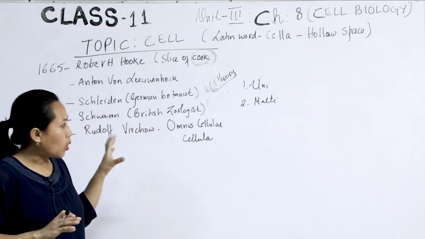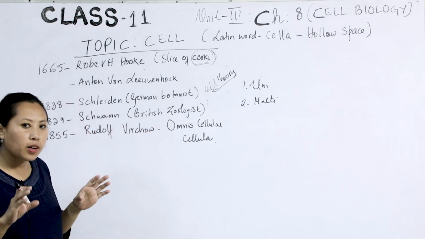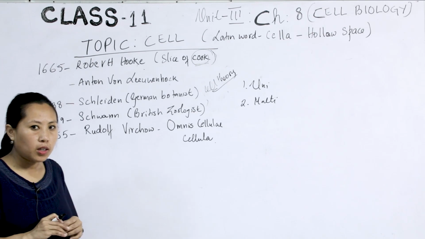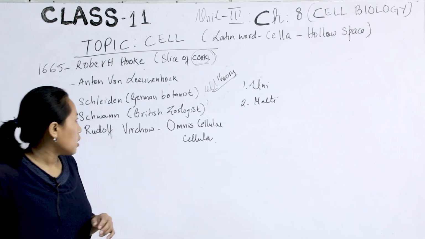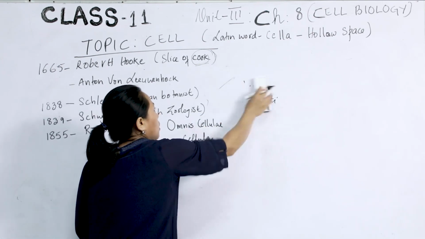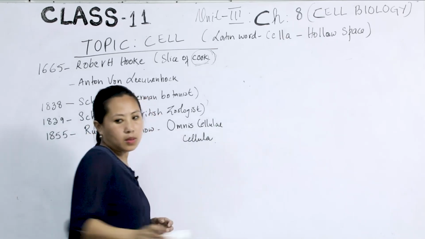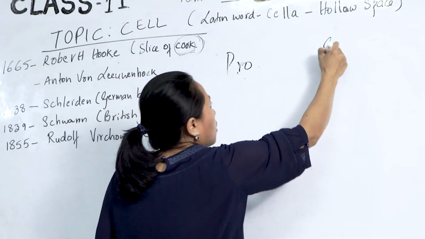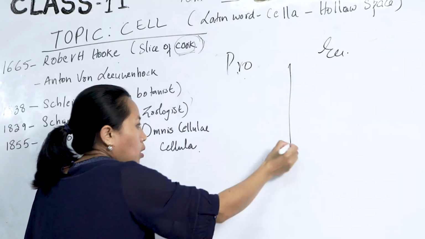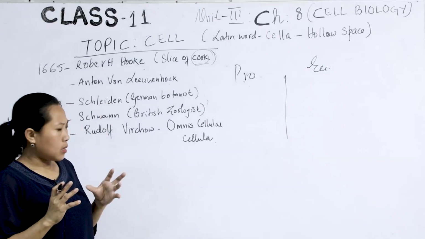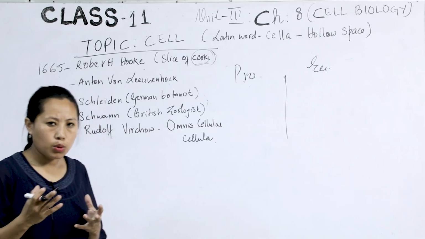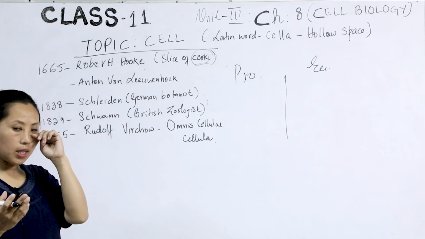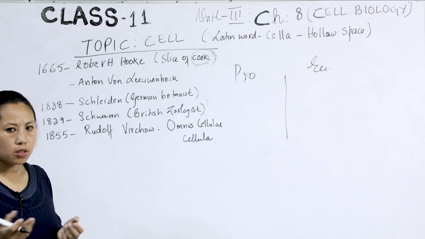With this basic idea, organisms were again classified into prokaryotes and eukaryotes. As I've discussed, some organisms are composed of single cells, some are composed of many cells, millions and trillions of cells.